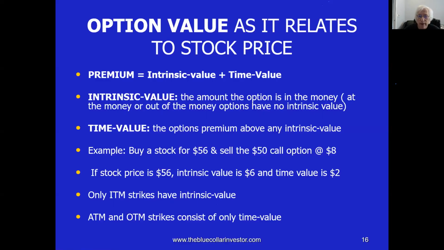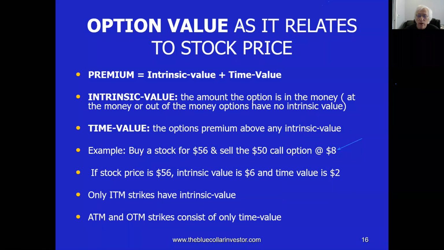So if we generated an $8 premium when we sold that option, an $8 premium, by the way, would be a typical premium, then of that $8, $6 we would lose on the sale of the stock. So what we want to do is deduct that 6 from the 8, giving us a $2 actual time value profit. So in this particular case, the intrinsic value is $6, and the time value, our actual profit, is $2.